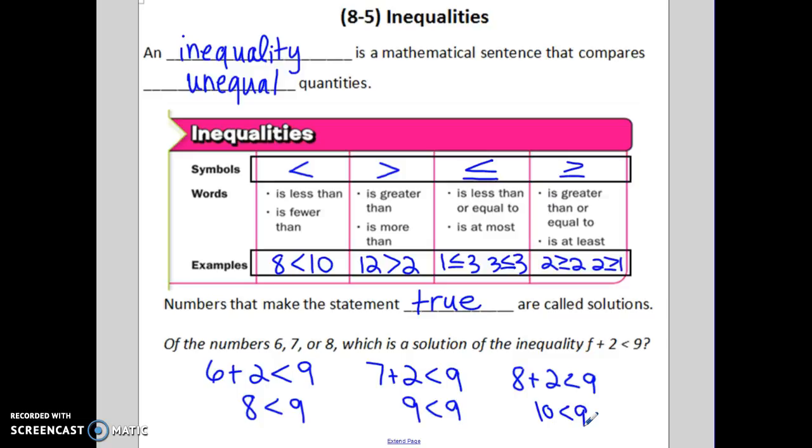Now, only one of these statements is true. 9 is not less than 9. 9 is equal to 9, so that's a false statement. We can cancel that out. 10 is also not less than 9. 8 is less than 9. So of the numbers 6, 7, or 8, which is a solution, the only solution that would work would be 6. So you have to be careful that we're solving these as inequalities and not as equations. I know we're used to that from last chapter, but we don't want to make those mistakes.